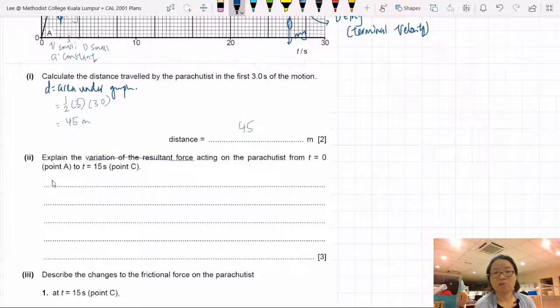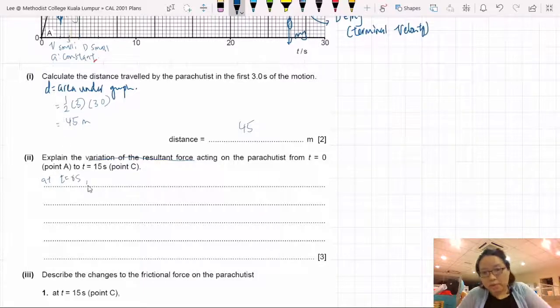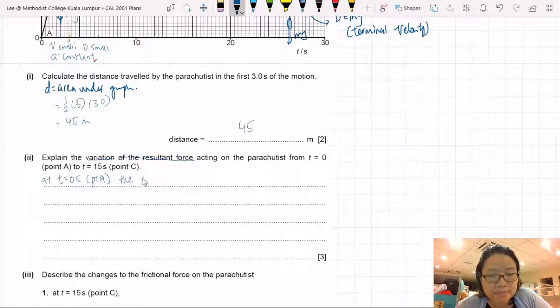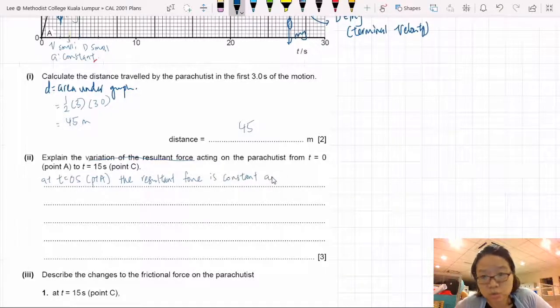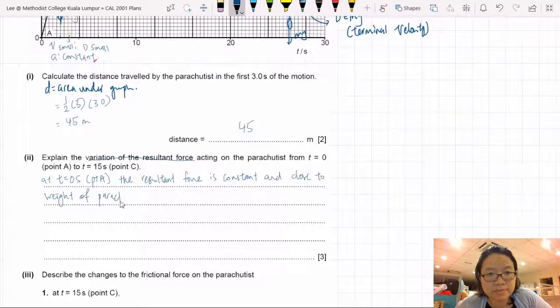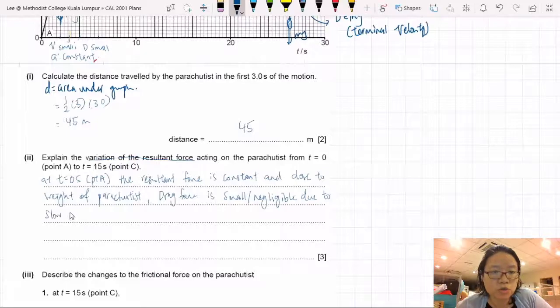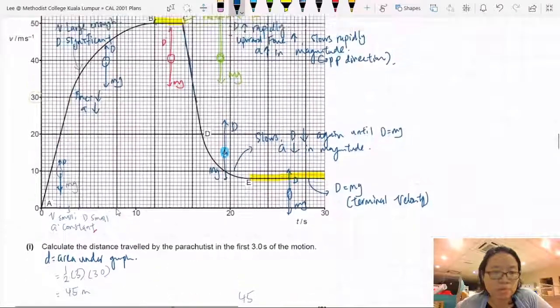Explain the variation of resultant force. Only talk about the force, don't talk about other stuff, unless you're explaining why the force is like that. So at t equal to 0, which is point A, the resultant force is very close or equal to mg, and it's constant. The weight of the parachutist. Okay, this is because, don't forget, you have to explain the drag force is small or negligible due to the slow speed or the small velocity of the parachutist.